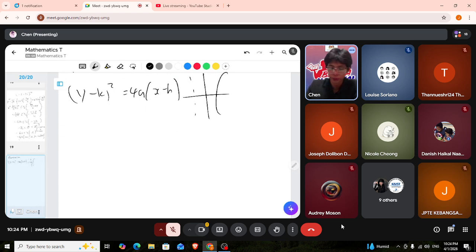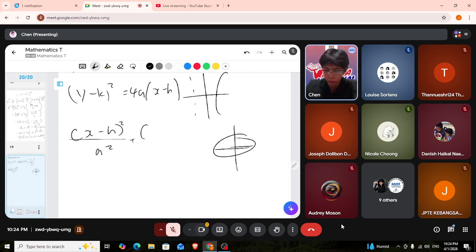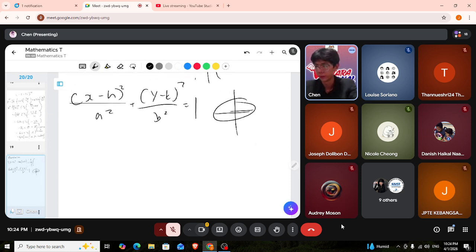Then we have the ellipse. So ellipse, something like that. Then we have this: (x - h)^2 over a squared plus (y - k)^2 over b squared equals 1. Make sure it equals 1, all right?